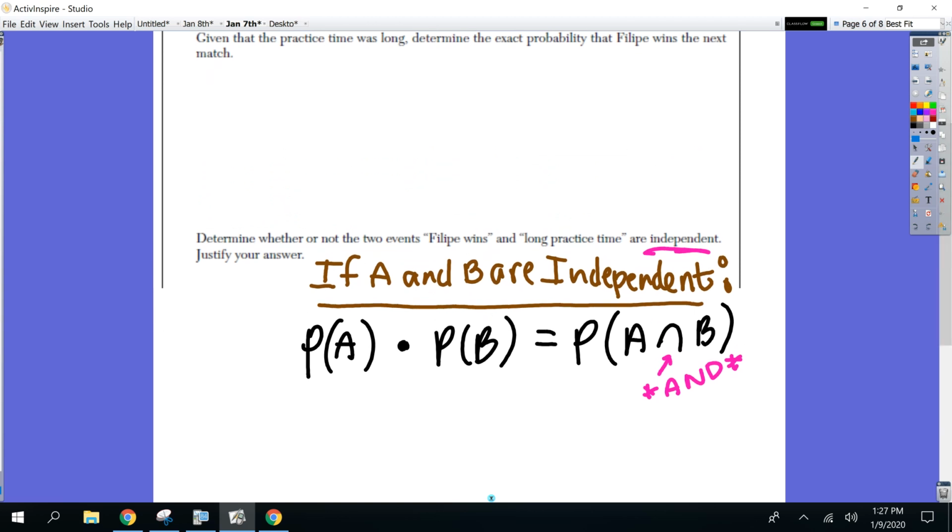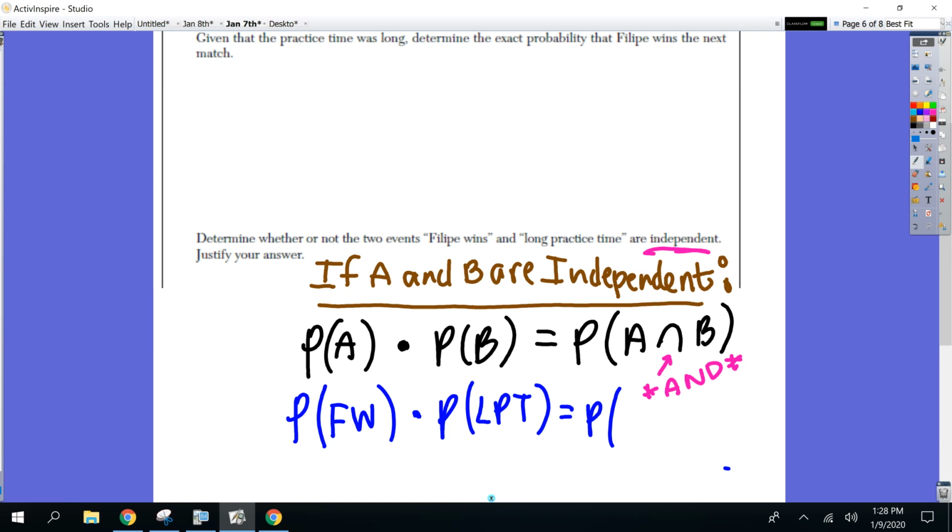What are my two events? What's A? What's B here? Tell me, what's one event I'm testing? Okay, so you don't have to write this down, but ready? Probability Felipe wins, FW, Felipe wins. That's what I'm showing you. Times, what's the other event I'm testing it with? Long practice time. So the probability that Felipe wins times the probability that there's a long practice time should equal, if they are independent, the probability of what? He wins and there's long practice time. You guys got to help me now find the probability of all three.